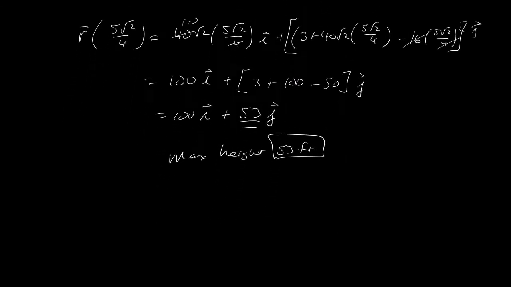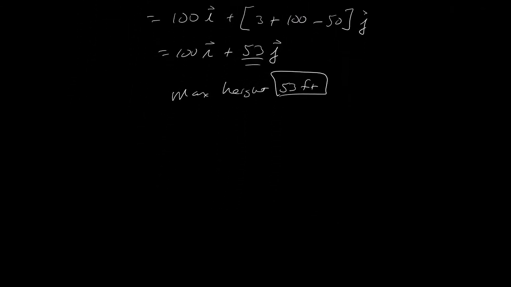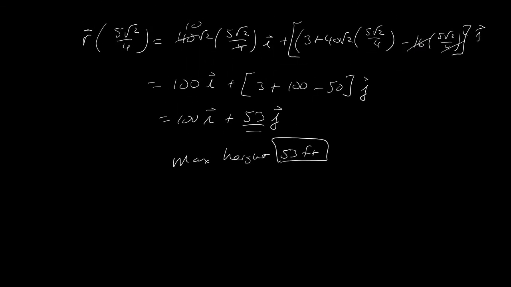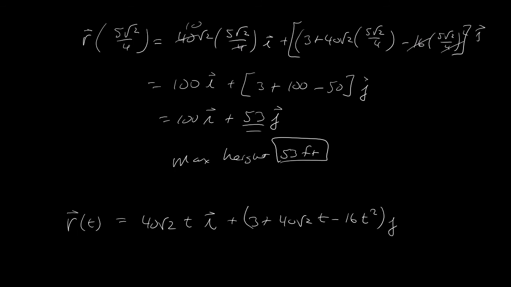Okay, so the second part of this question asked us to determine if the ball's height would be at least 10 feet whenever the horizontal distance is 200 feet away. So we need to find the t that will cause the horizontal component to be 200. Okay, so let's go back up here and get r of t. So r of t is equal to 40 root 2 t in the i direction, plus 3 plus 40 root 2 t minus 16 t squared in the j direction.